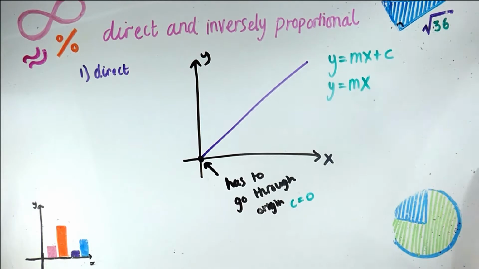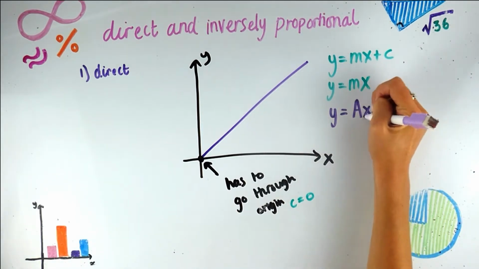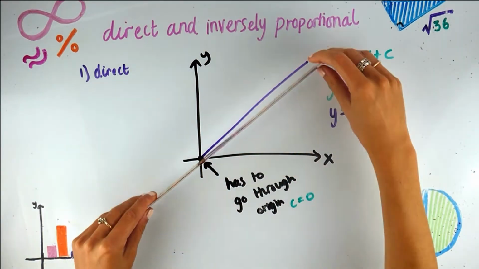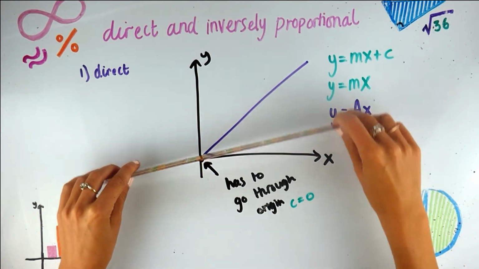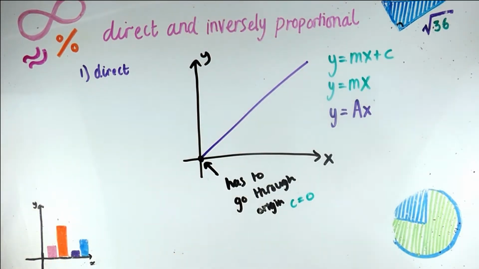However, for proportion, we kind of write it differently. We write y = AX, with a capital A. It means exactly the same thing. So that's what the formula looks like for things that are directly proportional. You just have a different value of A. So A is going to determine the steepness, the gradient. So if the line looks like that, that. So A is what we're always looking for.